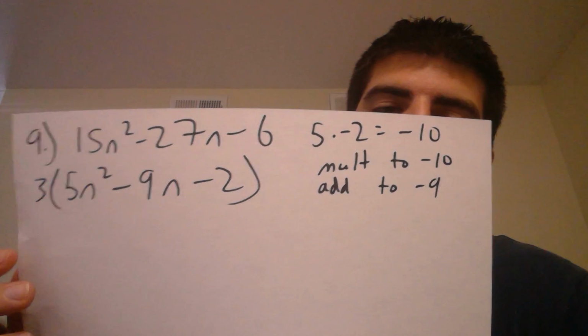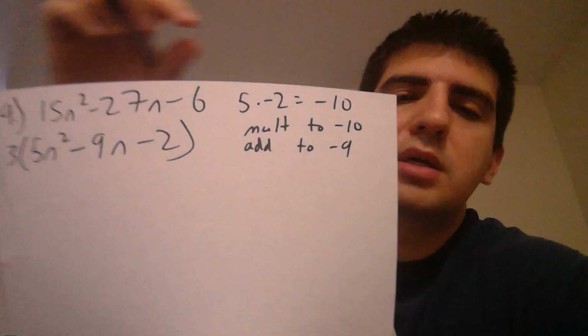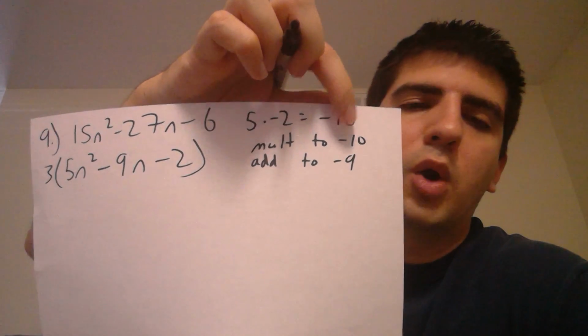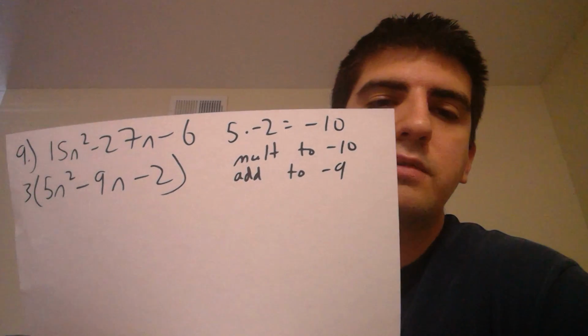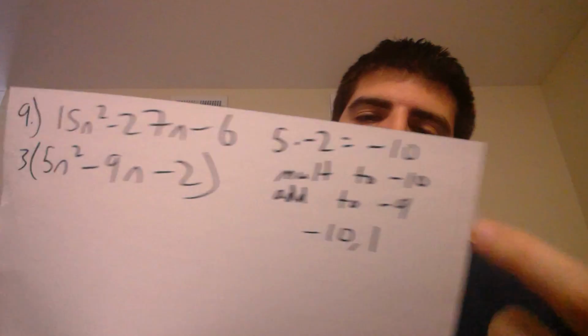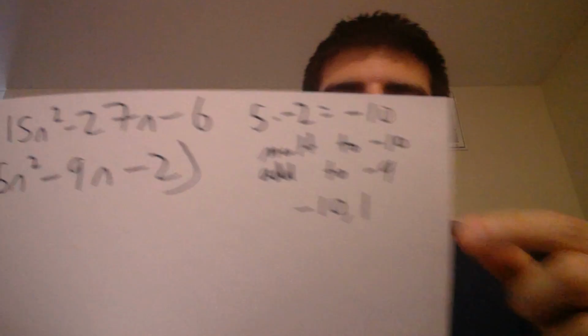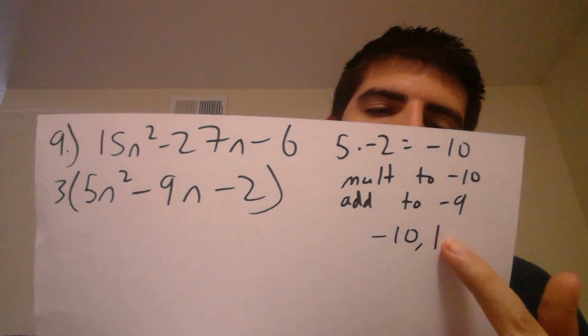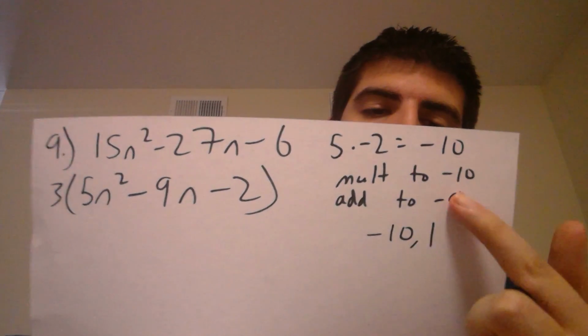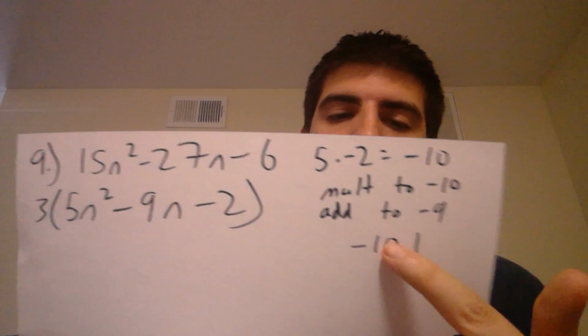Hopefully you recognize that it's going to be a negative and a positive. Whenever they multiply to a negative 10, we know one's going to be positive, one's going to be negative. This is going to be negative 10 and 1. Again, you could have tried 2 and 5, negative 2 and 5, but those wouldn't really add to negative 9. So negative 10 times 1 is negative 10. Negative 10 plus 1 is negative 9. We're going to split this up into that.